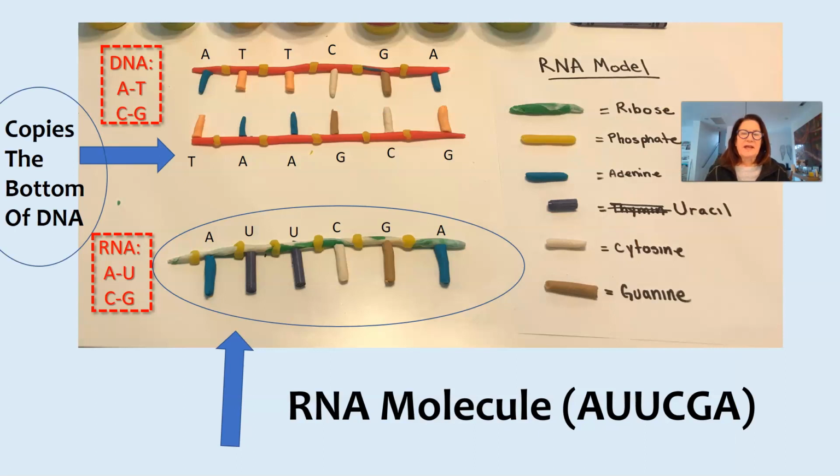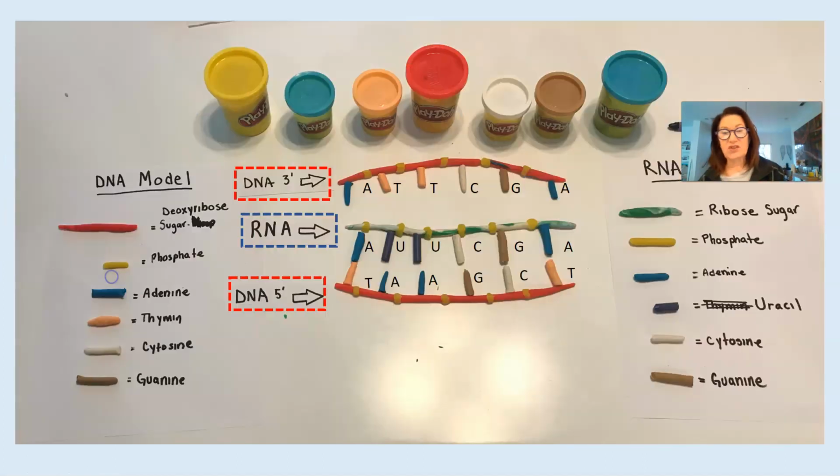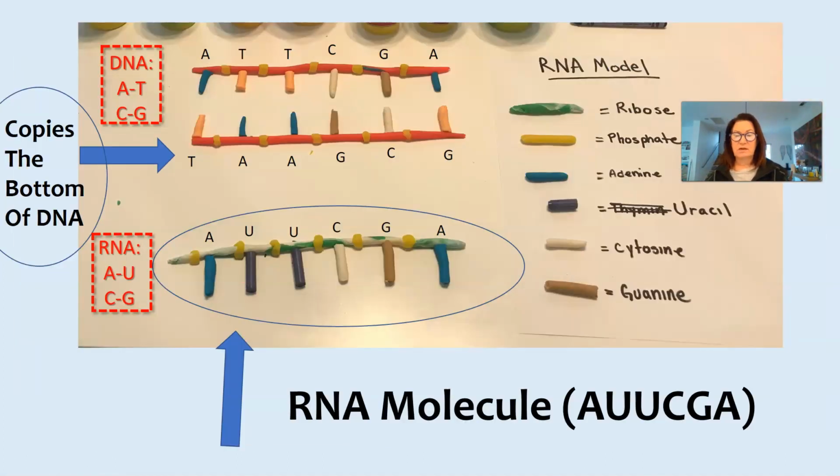Okay, so now we're going to make the RNA model. I have to have DNA in order to make RNA. All right, so in this model, if you look here, I have DNA, A goes to T and C goes to G. But it's different for RNA. In RNA, A goes with U, uracil. And then we still have C goes with G. So what we're going to do is make copies. We're going to make our RNA.